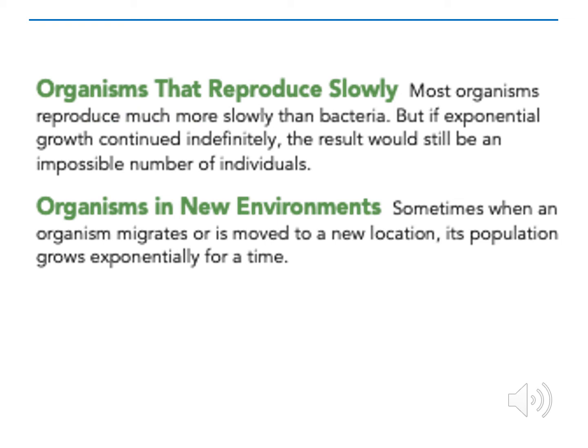Most organisms reproduce much more slowly than bacteria. But if exponential growth continued indefinitely, the result would still be an impossible number of individuals. Sometimes when an organism migrates or is moved to a new location, its population grows exponentially for a time.